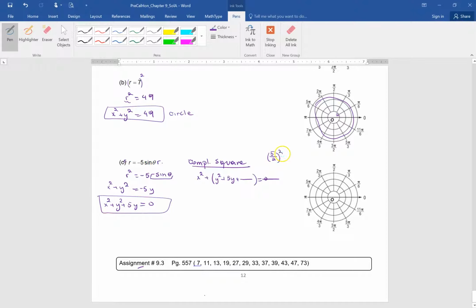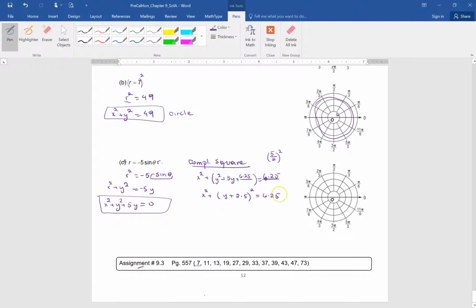5 divided by 2, squared. All right? So that's 6.25. Now, the reason why I did that is because now I can factor this as a sum squared. So it's a plus b squared. So it's y plus 2.5 squared is equal to 6.25.